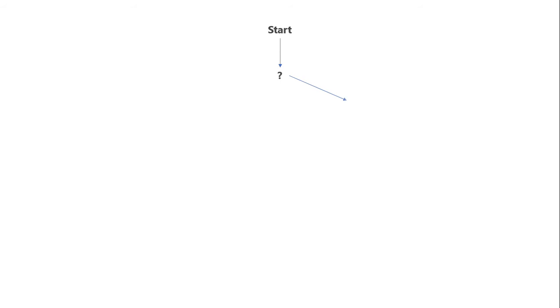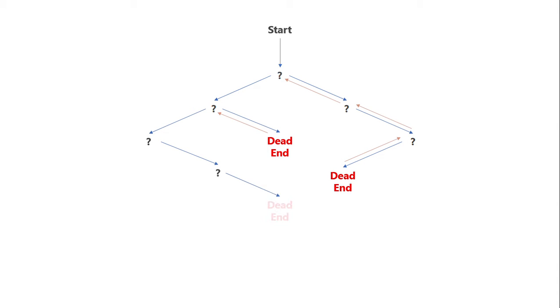Backtracking is an algorithm to solve problems recursively by building a solution incrementally, one piece at a time, removing all those solutions that fail to satisfy the problem at any point in time. It tries all possible combinations to solve a problem.